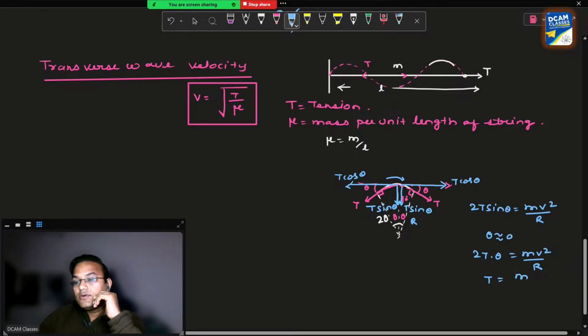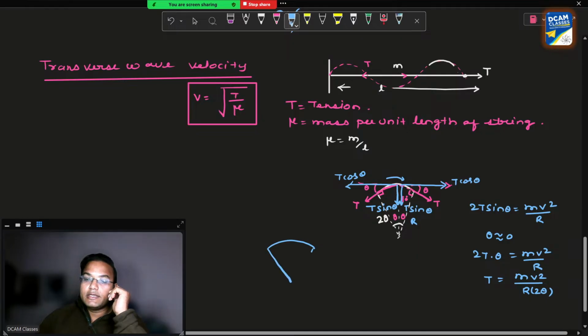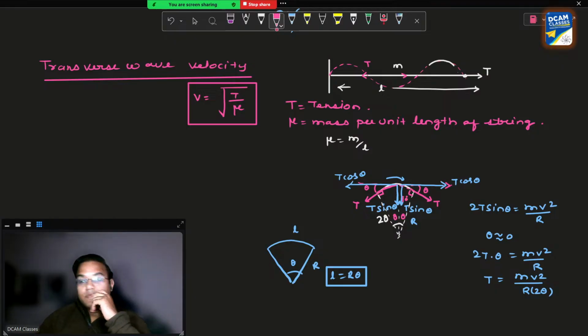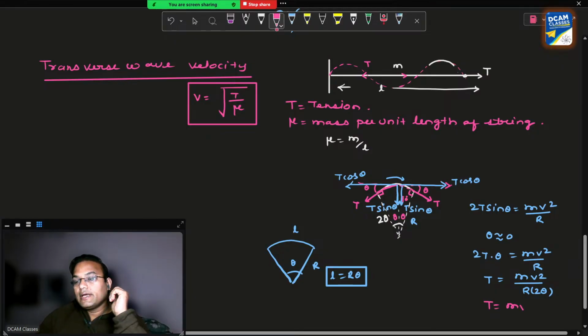T is equal to mv square by r into 2 theta. If you know about arcs, if it is making an angle of theta here, radius is r, so we know L is equal to r theta in an arc. You know this, Haripriya? Yeah. So T will be equal to mv square by r into 2 theta, where L is the length we have taken.